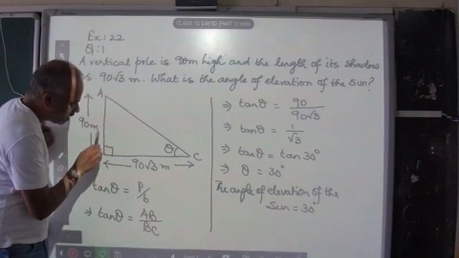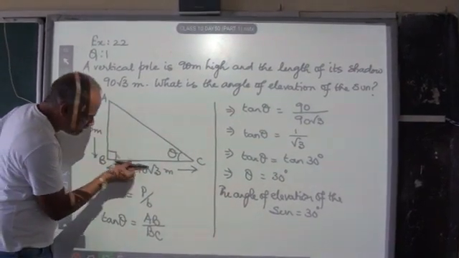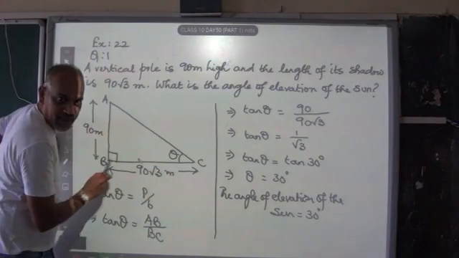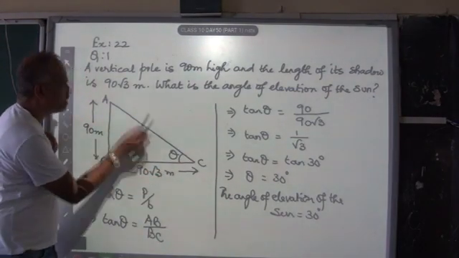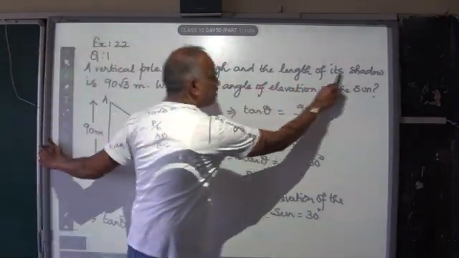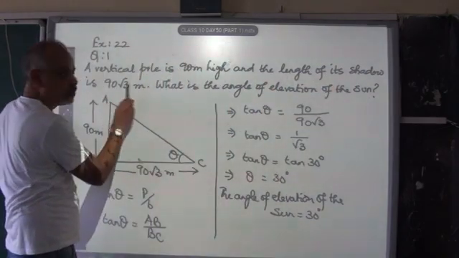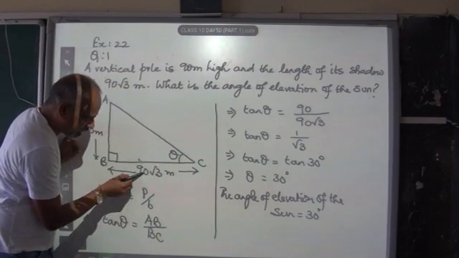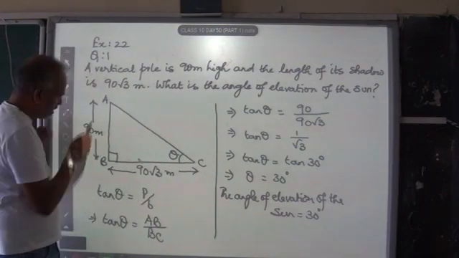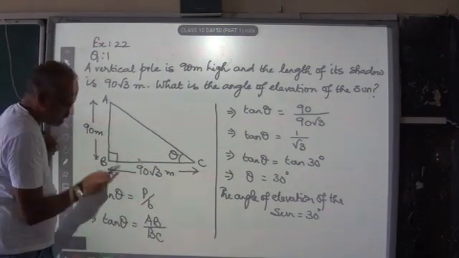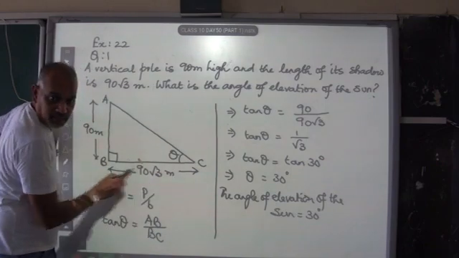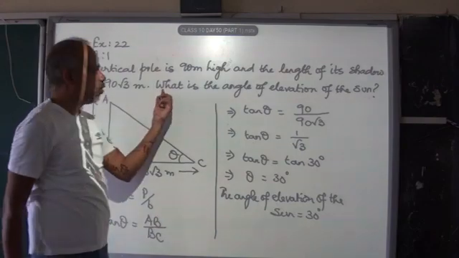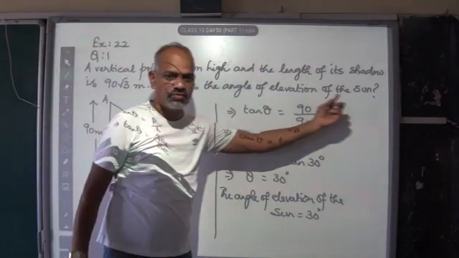So it will be on this side. So this is the pole. Therefore, the shadow of this is this one. That is B to C is the shadow of this pole. It says the length of its shadow is 90 root 3 meter. This is the shadow, that is BC. Its length is 90 root 3 meter. Height is 90 meter and here the base length is 90 root 3 meter. The question is, what is the angle of elevation of the sun?